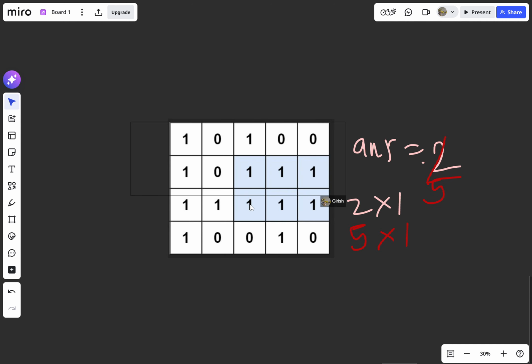So how will we get to know that this rectangle we can count in our answer? We will get the prefix of this whole matrix. How will we get the prefix for this whole matrix? To get the prefix, we will calculate the height, the maximum height of those ones.